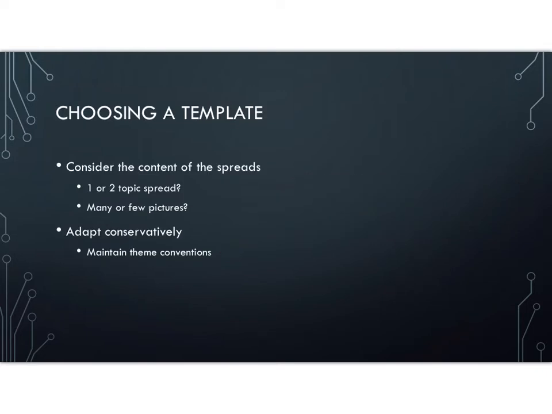When you're choosing a template to use on your page from the templates that we make together as our class, you want to consider the content of your spreads. Is it a 1 or a 2 topic spread, right? We are a small enough book that we do have to combine some of our topics into one spread. So make sure that you know what type of spread you have, 1 or 2 topic, before you make your selection.